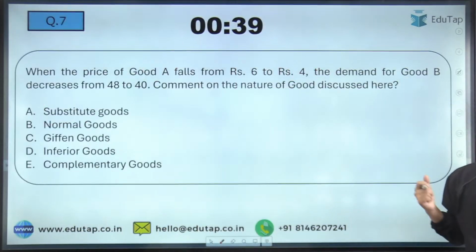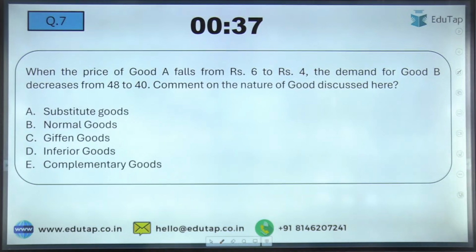Coming to the next question, a very easy question, try to answer this. If you know the different kinds of goods, you will be easily able to answer this question.